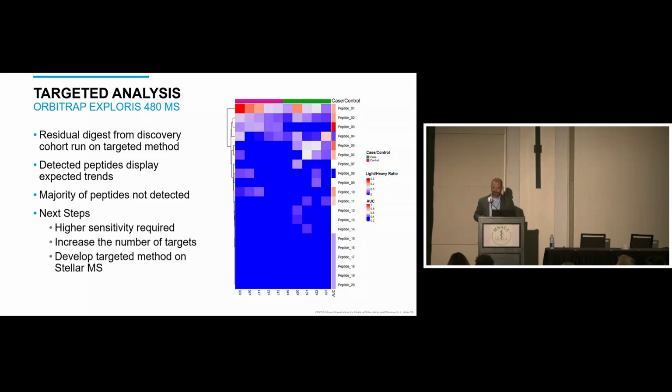So at that point, I reached out to Kerry Hassell's group and said, hey, can you help me? I don't have a Stellar, but I'm pretty sure we're going to need one because it's faster, it's very sensitive, and we wanted to validate some of these targets.